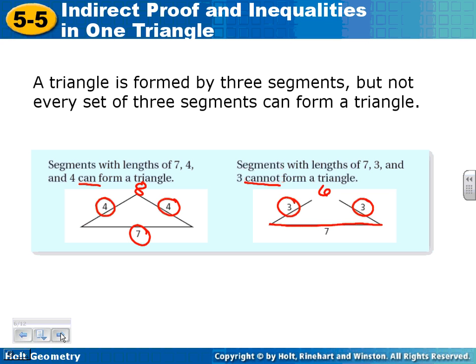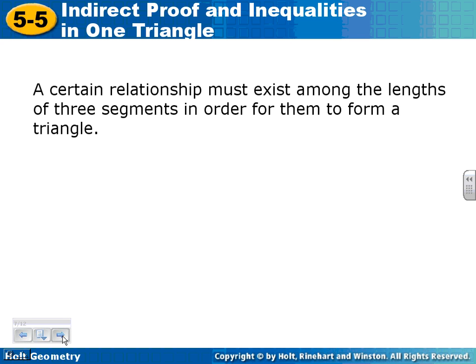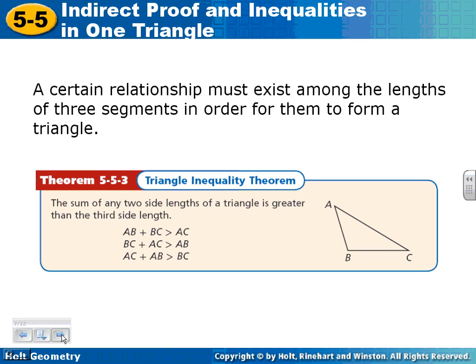Look at the next slide. A certain relationship must exist among the lengths of the three segments in order for them to form a triangle. Two sides added together always have to be longer than the third side. That's what Theorem 5-5-3 is. Whatever two sides you pick, their sum must be longer than the third side.